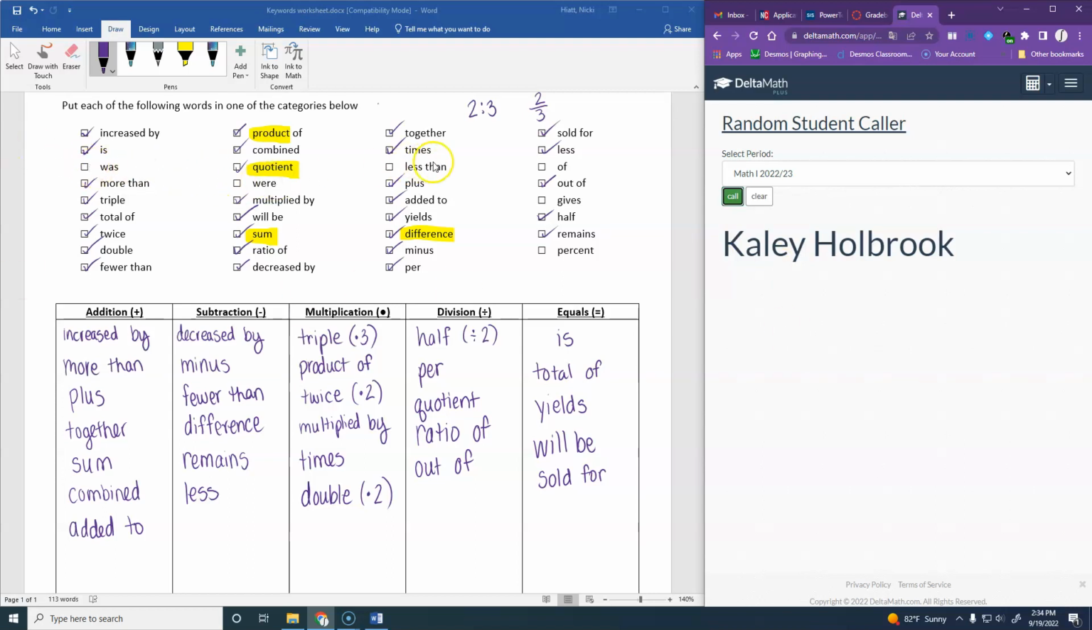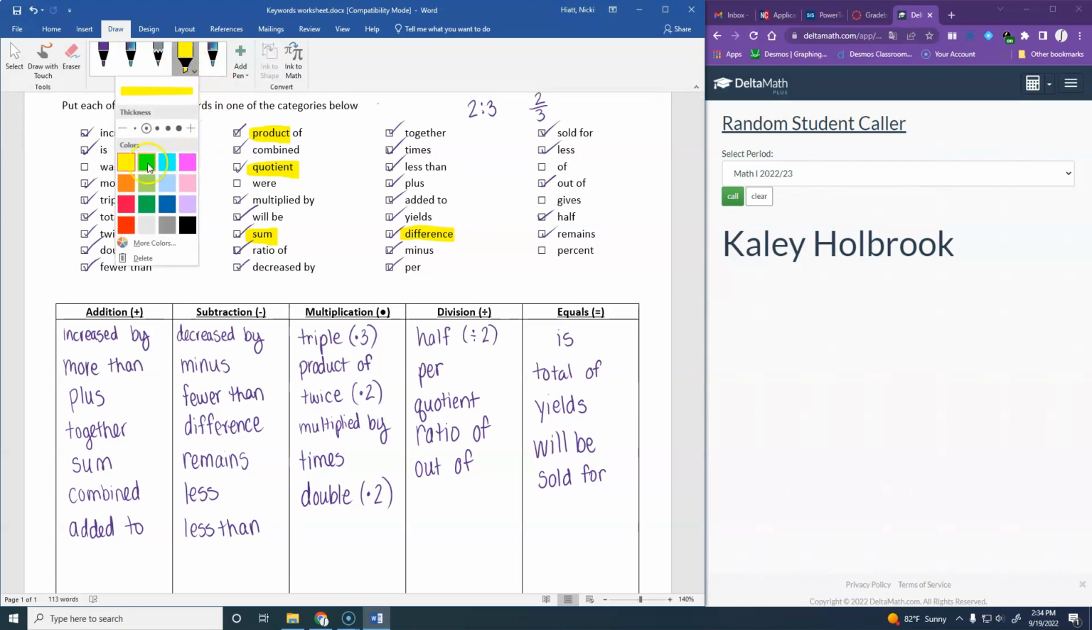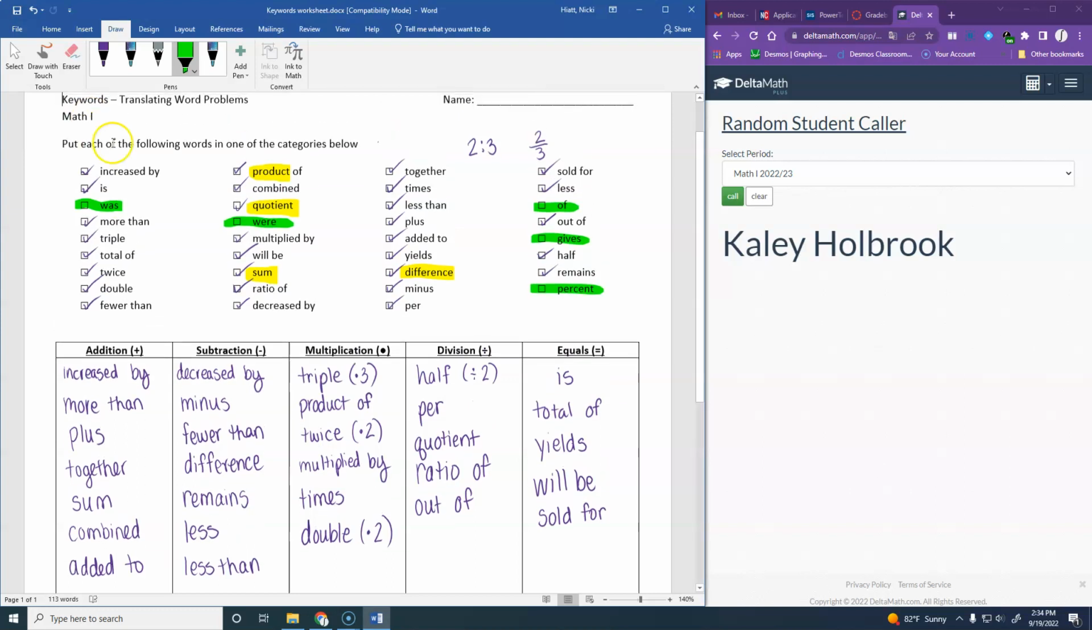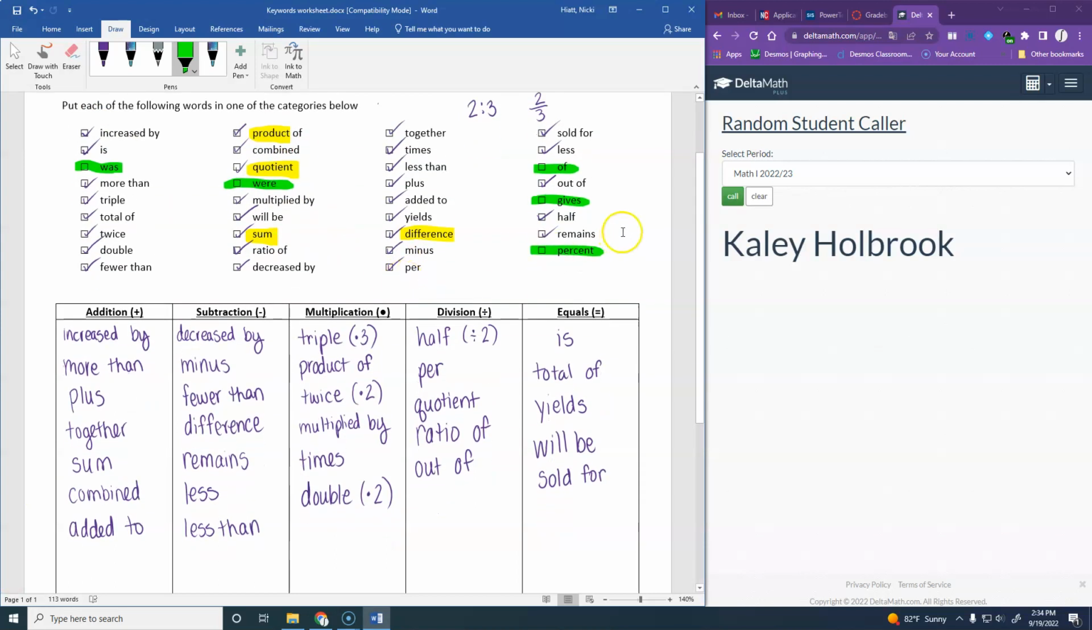Was, were, less than, of, gives, percent. Less than is subtraction. Good. The ones we're left with, I'm going to highlight them green so you guys can see which ones are left. They're hard to find now. All right.